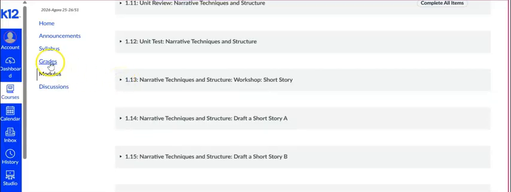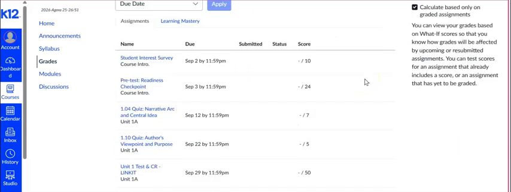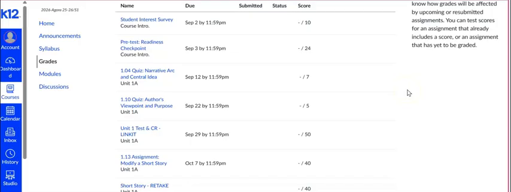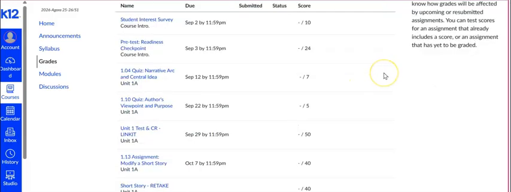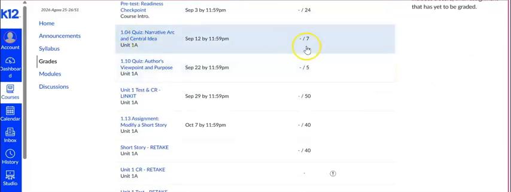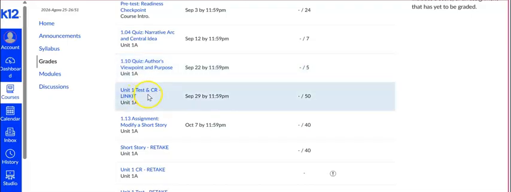So if we go into grades, okay, so we're in grades. The graded assignments for Unit 1 in order of due date. We have the 1.04 quiz, which is due on September 12th, worth 7 points. The 1.10 quiz, due on September 22nd, worth 5 points. The Unit 1 test and CR in Linkit, due on September 29th, worth 50 points.